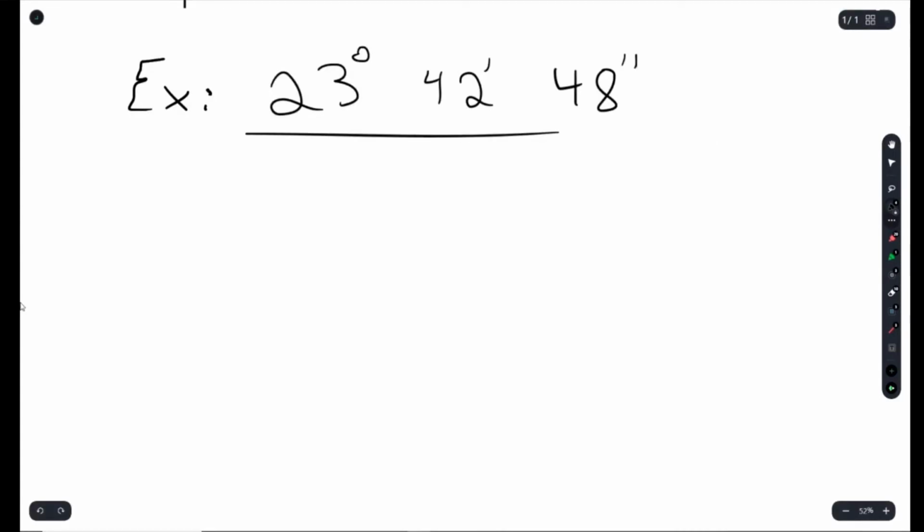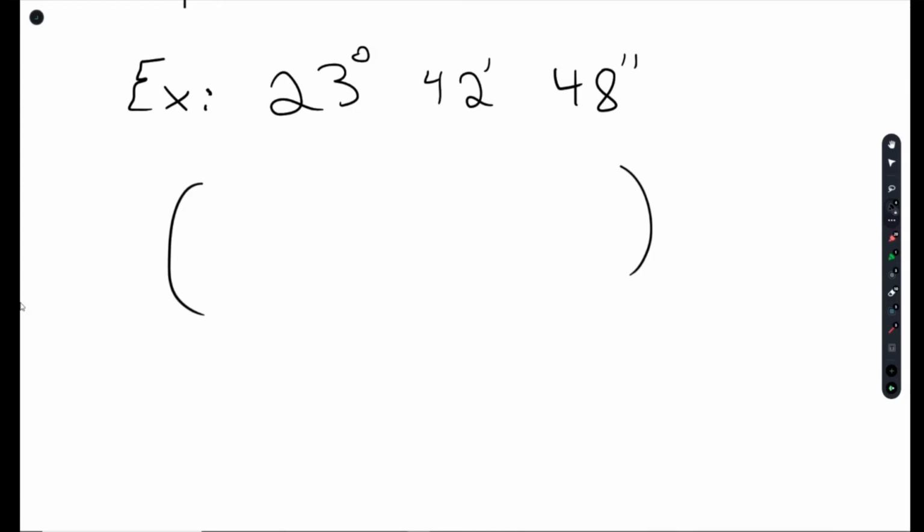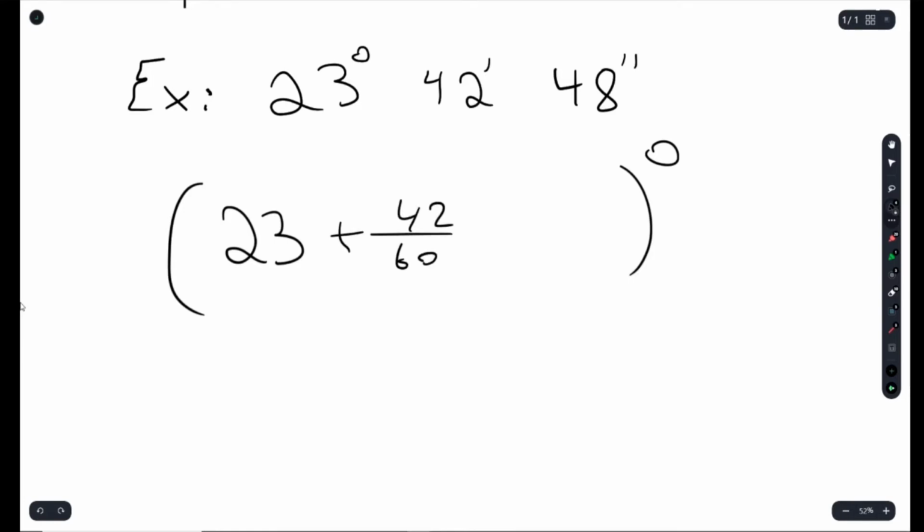Okay, so here we have it the other way around. We have DMS, and they're asking us for the degrees. I'll explain it first without a calculator, and then I'll explain it with a calculator. So you open a bracket, parentheses, same thing, then 23, this is all in degrees, plus 42 over 60 plus 48 over 3600. The reason you do this is that you're converting the minute to degree, and then you're converting the second to degree.